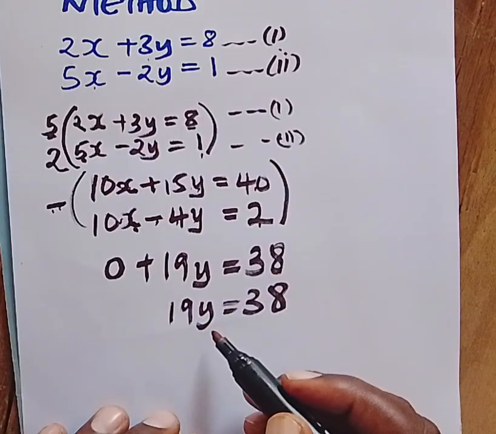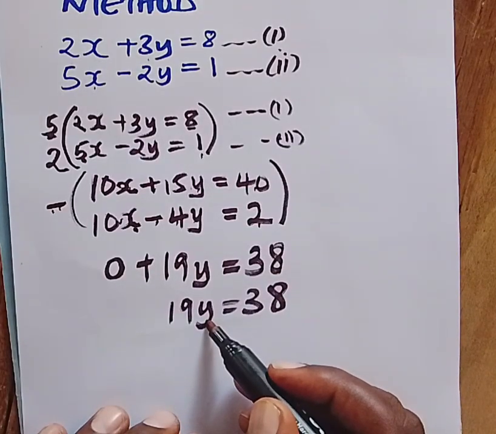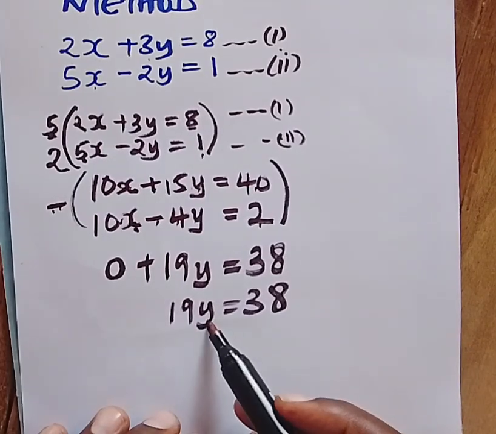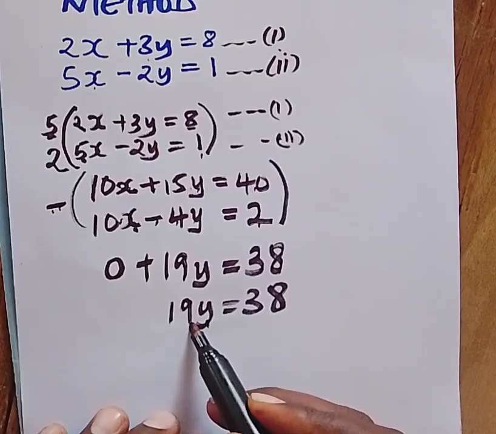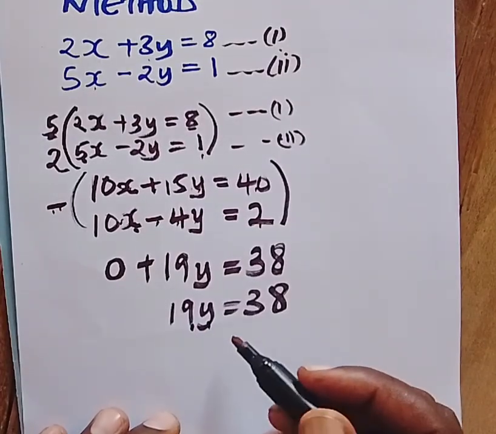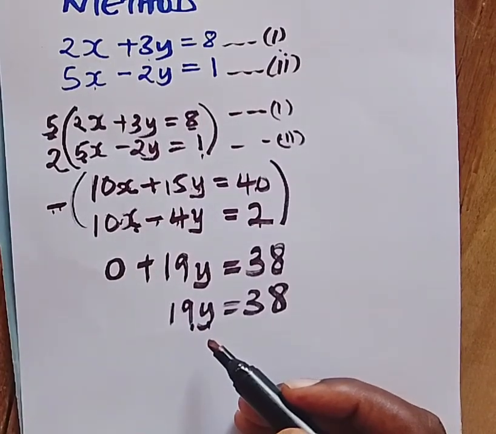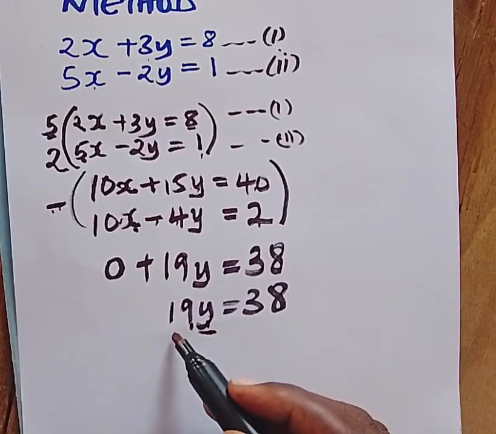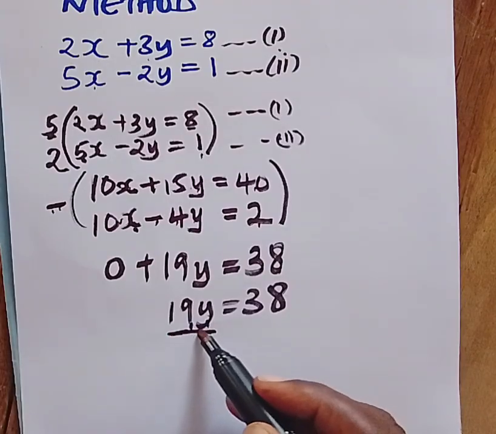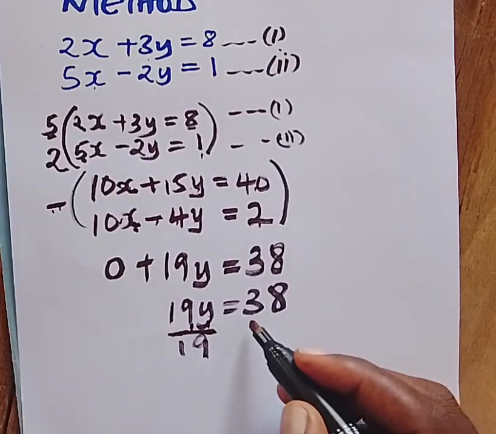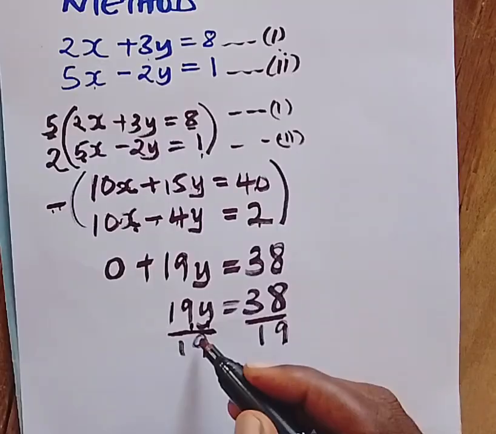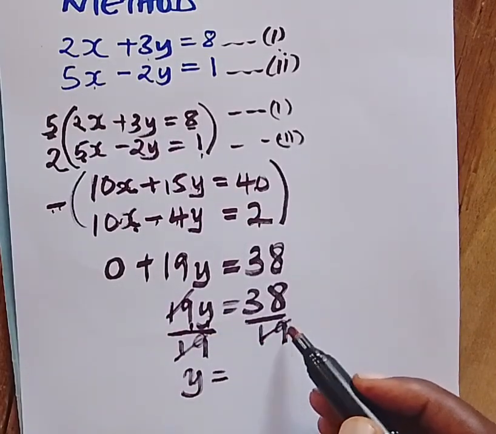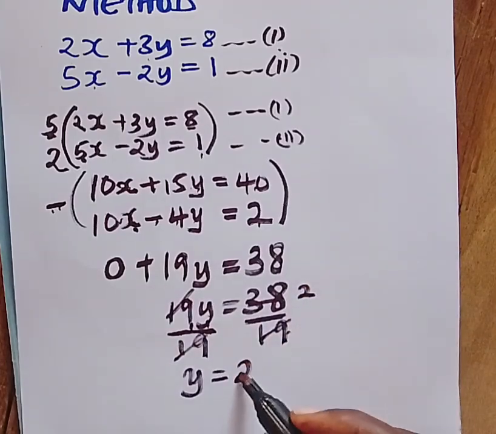To remain with y, to get the value of y, we divide both sides by 19, the coefficient of y. I have said that the coefficient is the number which appears before the term. Our term is y, so the coefficient is 19. So we divide both sides by the coefficient. 19 and 19 go, you remain with y. Therefore, 38 divided by 19 is 2. So y is 2.